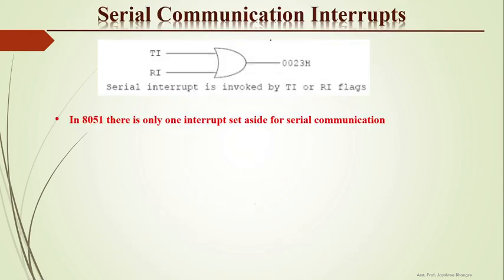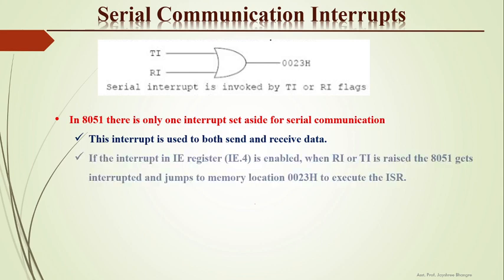Now the serial communication interrupt. The serial communication interrupt is actually a single interrupt which has two flags, that is TI and RI. So for transmission and reception of data, it will generate the single interrupt. So this interrupt is used to both send and receive the data.